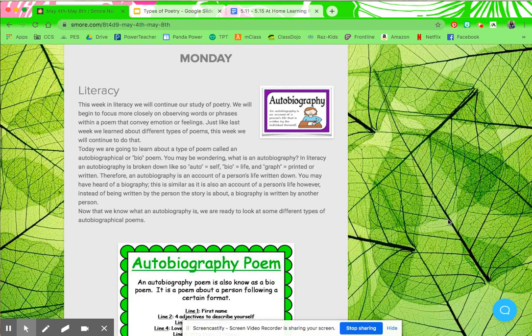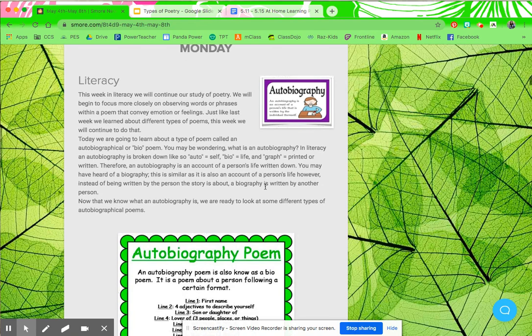You may have heard of a biography. This is similar, as it is also an account of a person's life. However, instead of being written by the person the story is about, a biography is written by another person. Now that we know what a biography is, we are ready to look for some different types of autobiographical poems.